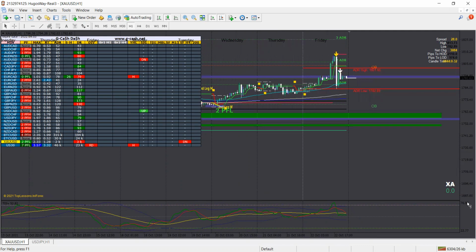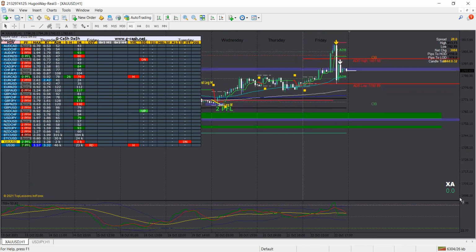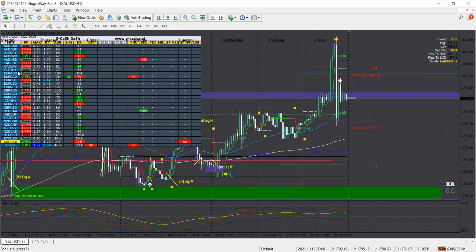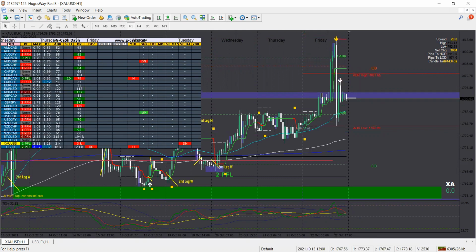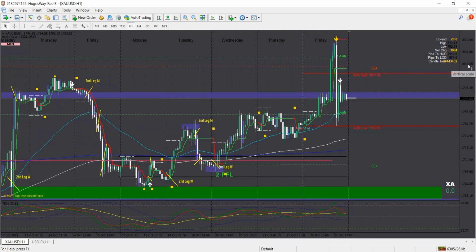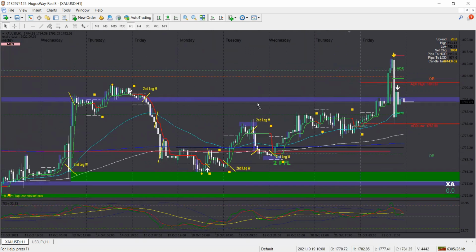TDI is also important, guys. So it's another area of confluence. Okay. Go ahead and hide this. Okay, so now we're looking at H1.